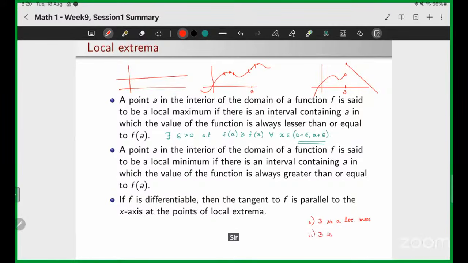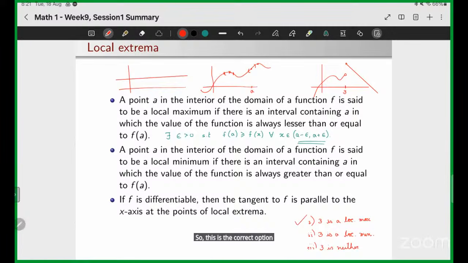Sir, what is the straight line which you have drawn on the right side? That is the continuation of that function. It's defined some way up to 3, and it is defined differently after 3. So which one of these 3 options is correct? Local max. So this is the correct option.